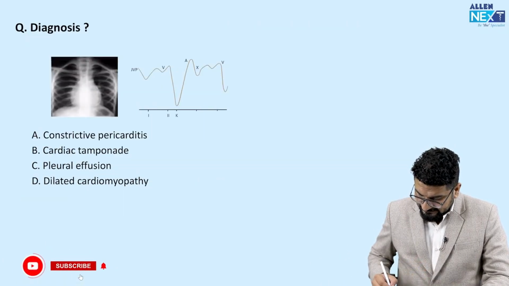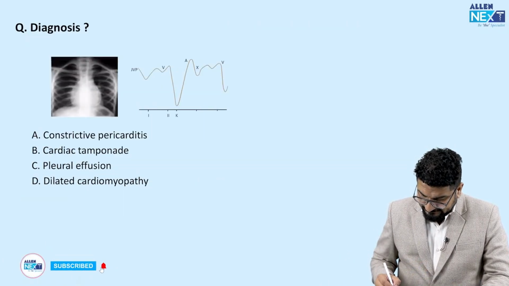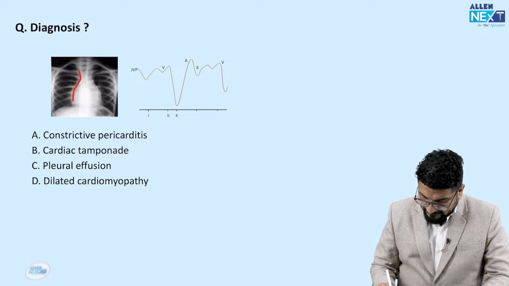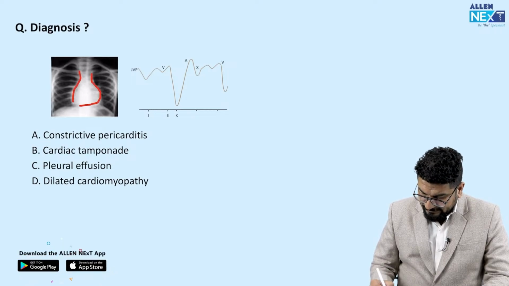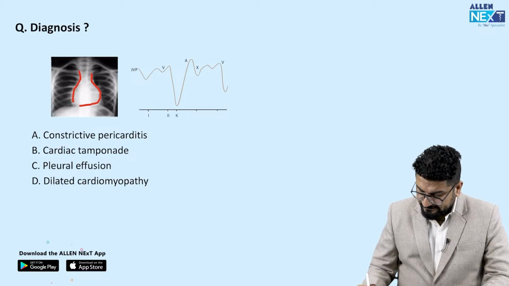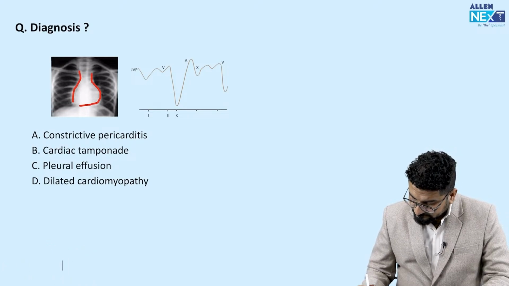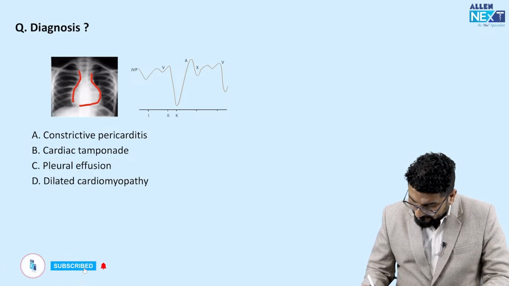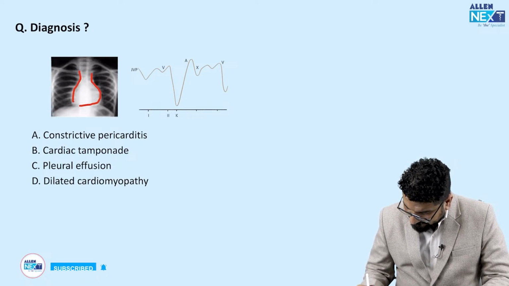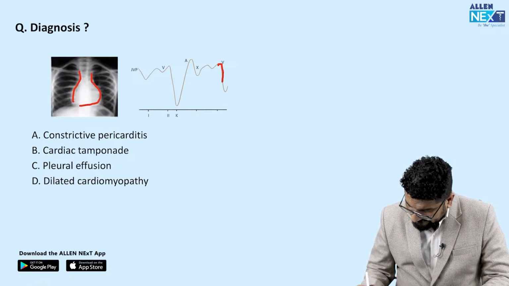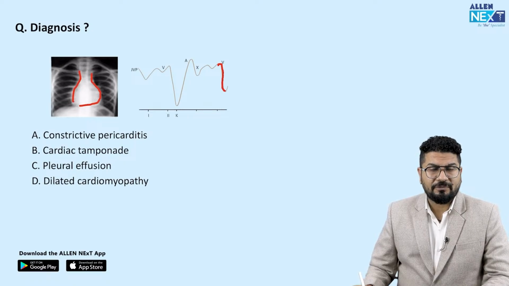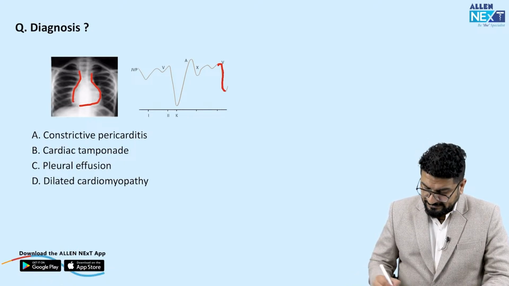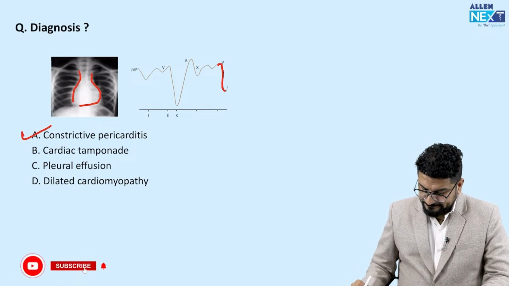Okay, what you can see in this is a little cardiomegaly, and you can notice there will be a prominent JVP wave. If you see the V wave, A, X, Y, a prominent Y descent is there. Where do we see a prominent Y descent? Remember, pericarditis will have prominent Y descent.